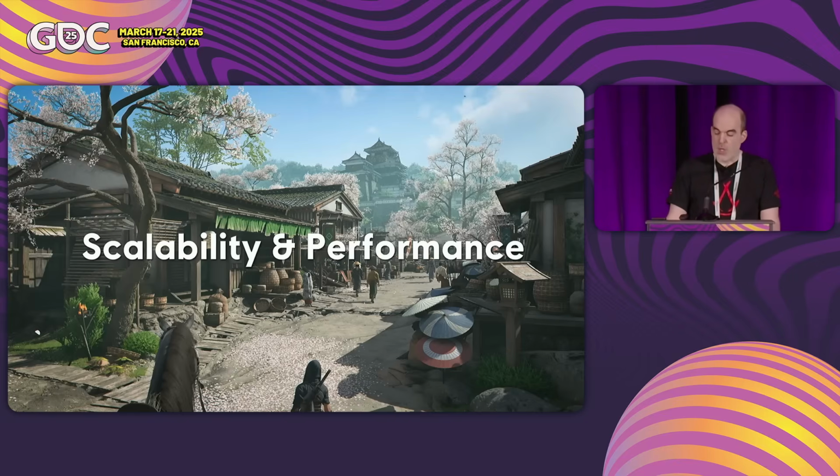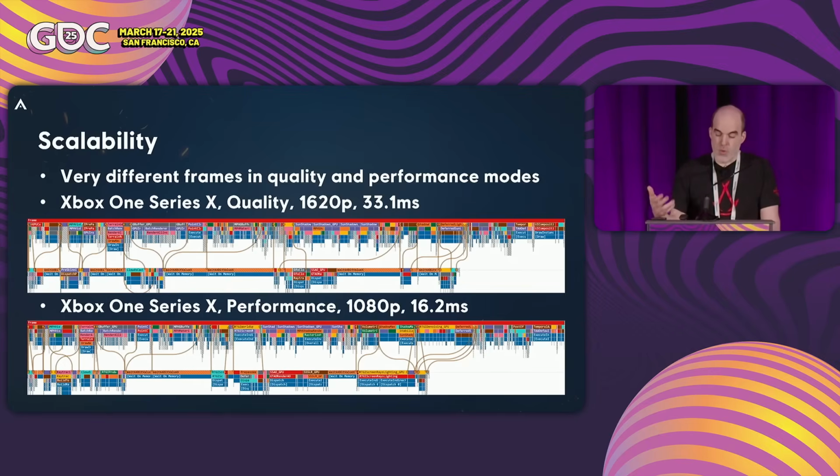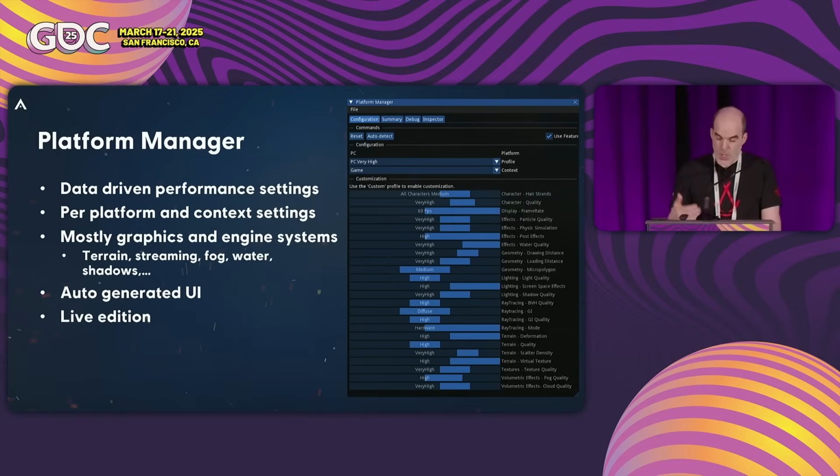So now we'll talk about how we approach scalability and performances. So mainly due to the fact that we ship different GI systems in performance and quality, our frame looks very different from in either mode. So to manage all that, we developed what we call the platform manager, and it's how we implement data-driven performance settings per platform and context.